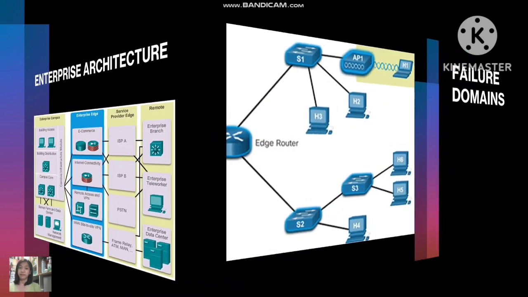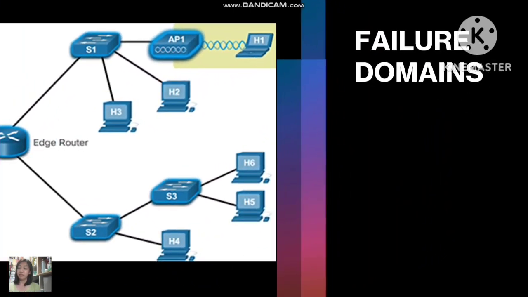And now we have the failure domains. A failure domain is the area of the network that is impacted by a problem or failure. The impact of a failure domain is determined by the functionality provided by the faulty device. If a problem occurs, smaller failure domains reduce the impact of the problem on the whole network, and it simplifies repair and thus decreases downtime.